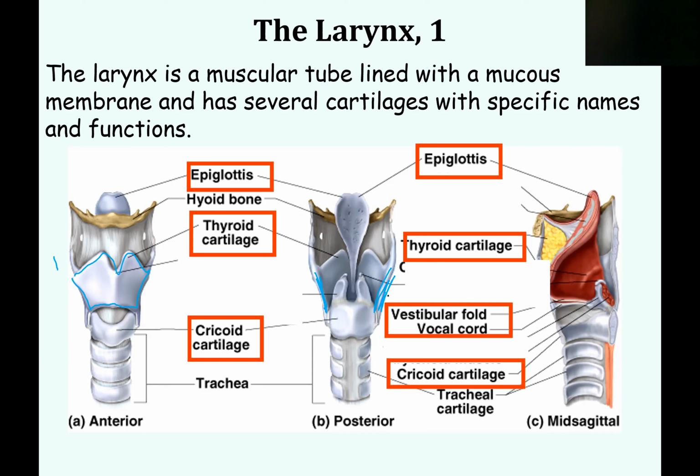The cricoid cartilage is a complete circle. It wraps around all the way. Now, those are the ones that are part of your lab list. Okay.